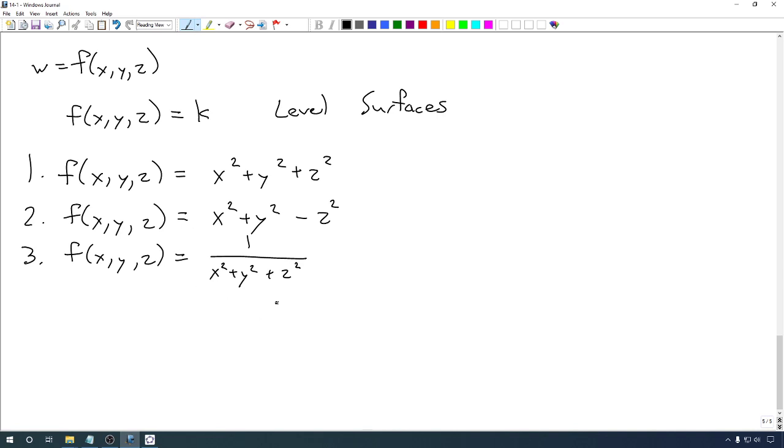For this last one, we might have to solve for z, or at least solve for some form that GeoGebra recognizes. In this particular case, I might start with setting this equal to a k, and then maybe flip everything upside down. We have x squared plus y squared plus z squared equals 1 over k. That is an equation for the same set of level surfaces, but this is now a quadratic. We can actually plot those.